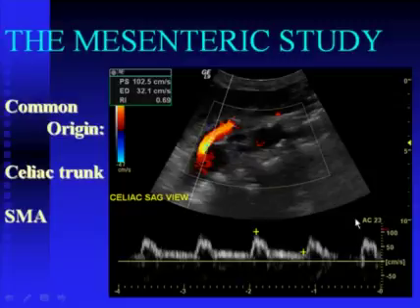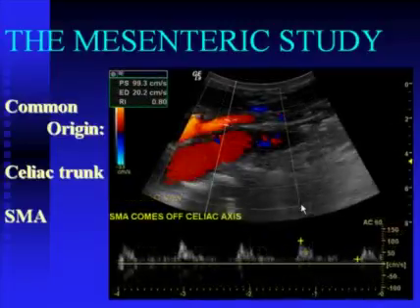So again, that is the most commonly seen anatomic anomaly: look for that common trunk, document flow, and then go further out and find where the true celiac takes off and the true superior mesenteric artery begins, and also document those sites as you would normally in a mesenteric Doppler study.